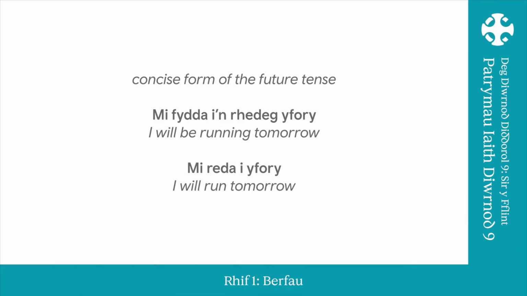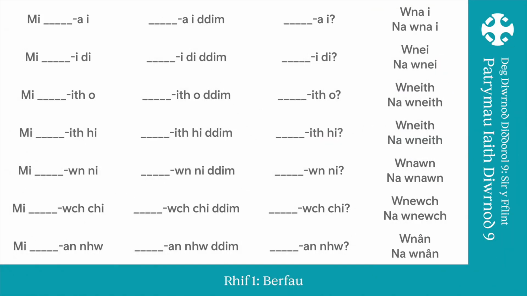There is also a short form of the future tense, using verb endings instead of bod. It has a slightly different feel. For example, mi fydda i'n rhedeg yfory. I will be running tomorrow. Mi reda i yfory. I will run tomorrow. Here is the full pattern.